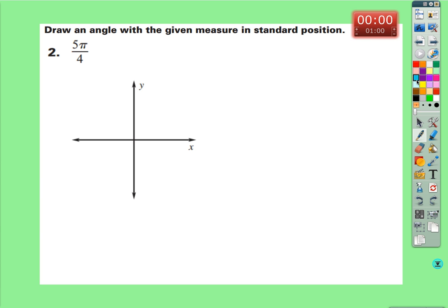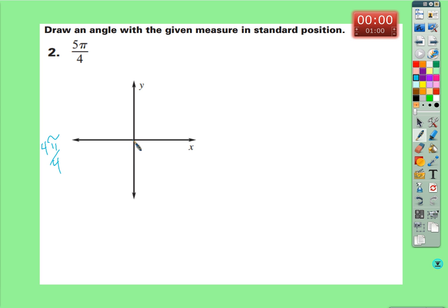So how are we going to manage this? Like, how do we get to know where 5 pi over 4 is? From 180 degrees is 1 pi. And 1 pi you can take as 4 pi over 4. The 4 cancels with this pi. That's good. So 1/4 of 180 is 45 degrees.